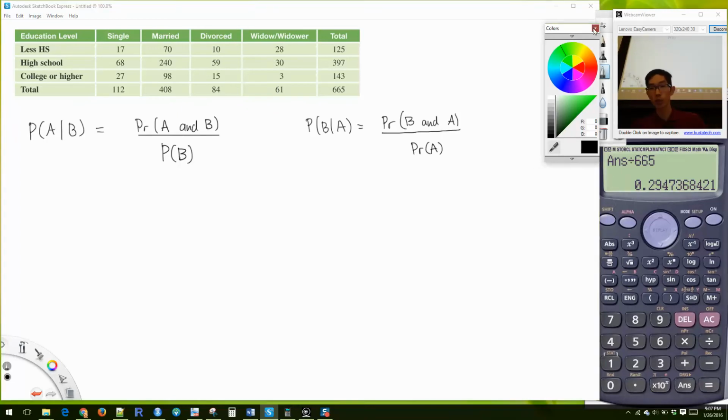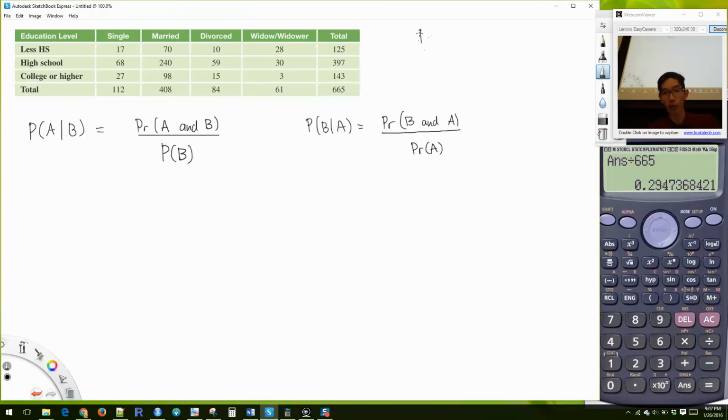Now, one thing that's good to know is that the probability of A and B is the same as the probability of B and A. What's the probability that someone is married and has less than high school? That's the same thing as the probability that someone has less than high school and is married. So you can swap those letters, but on the bottom, the denominator changes. These sound similar and look similar, but they're different. Don't mix these up.